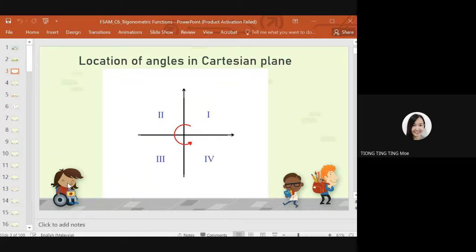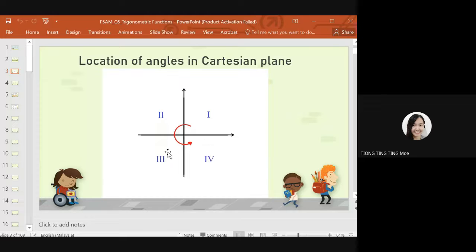This is our Cartesian plane, right? Okay, then you already learned about, what to say? Yeah, I love you so much. I love my 5A so much.